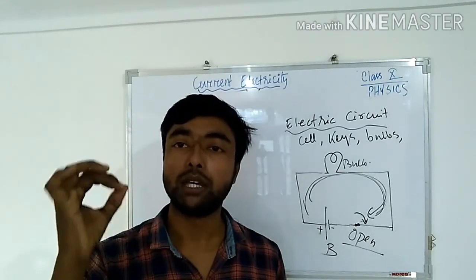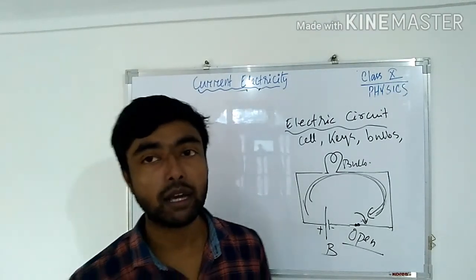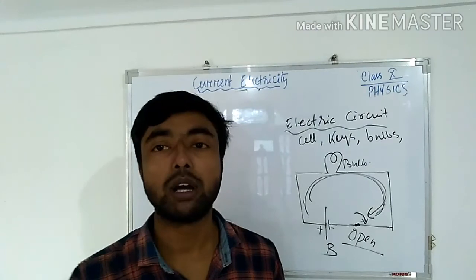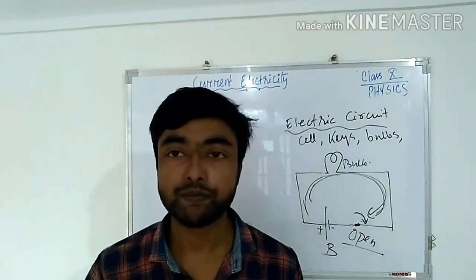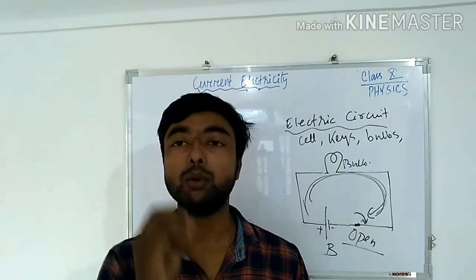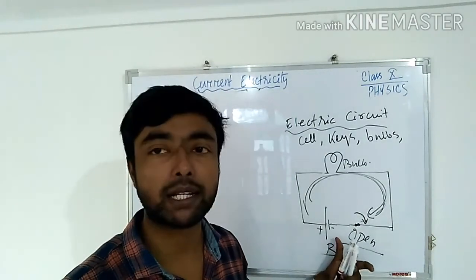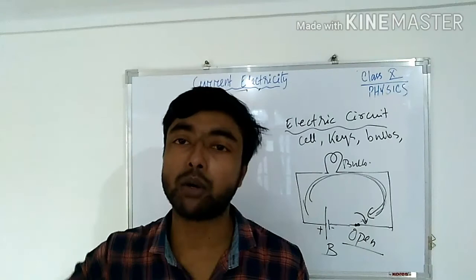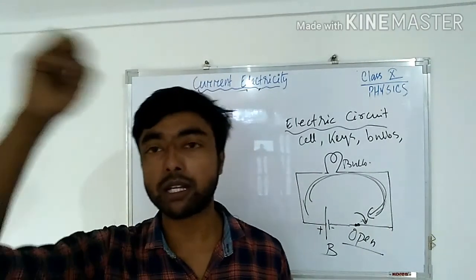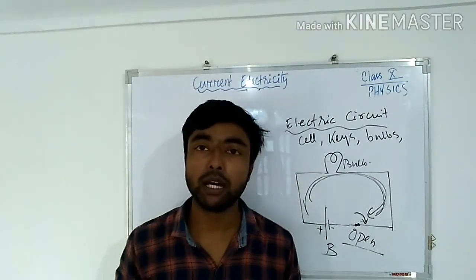So if you need to have electric current, then the circuit must be what? A closed circuit. Understood? Done? And you must have one source. Here the source is battery. I'll explain that. From the battery, charges will come out and it will flow. Okay, from the battery it will come out. How? I will explain in the next video.